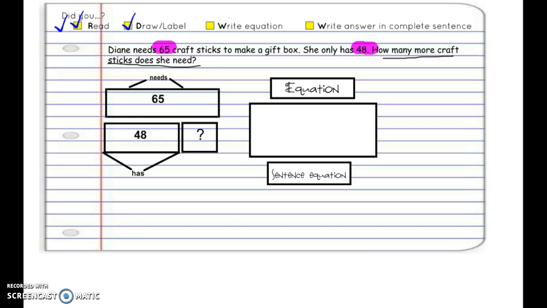All right, let's look at the equation. I know that Diane only has 48 craft sticks. And what I don't know is how many more she needs. What I do know is she has to have the whole amount of 65. So to solve this problem, I think the easiest way to do this would be to use arrow notation. If you want to try a different strategy to solve that, you go right ahead. Solve your problem and then pause the video while you're solving it. Come back and press play when you're ready to continue.